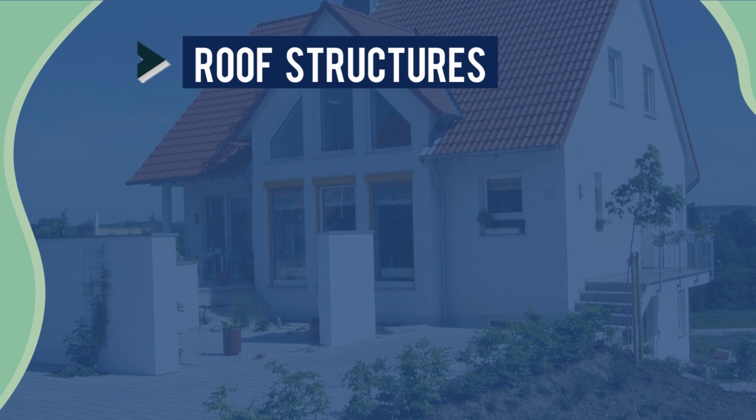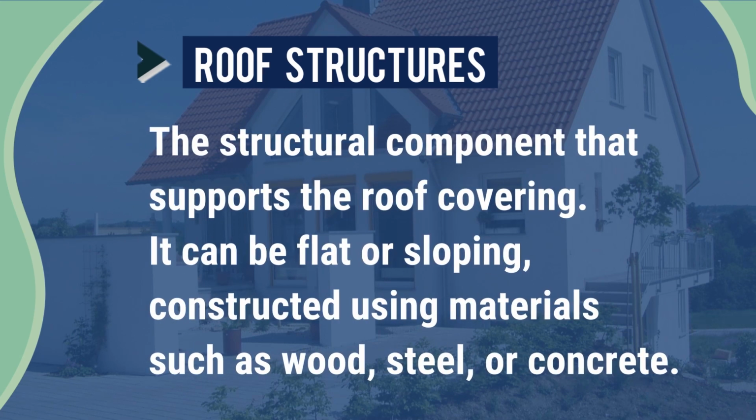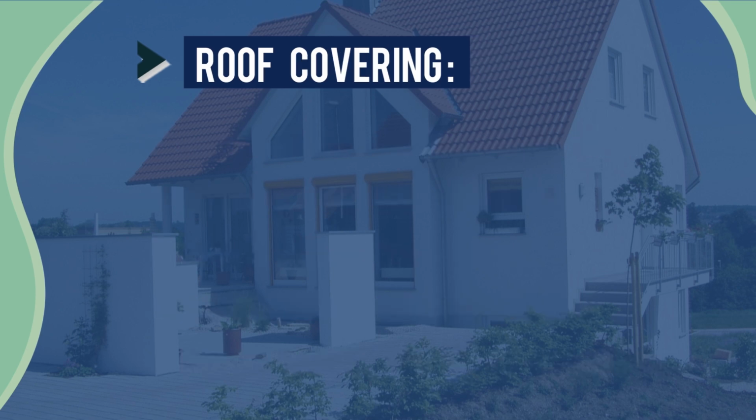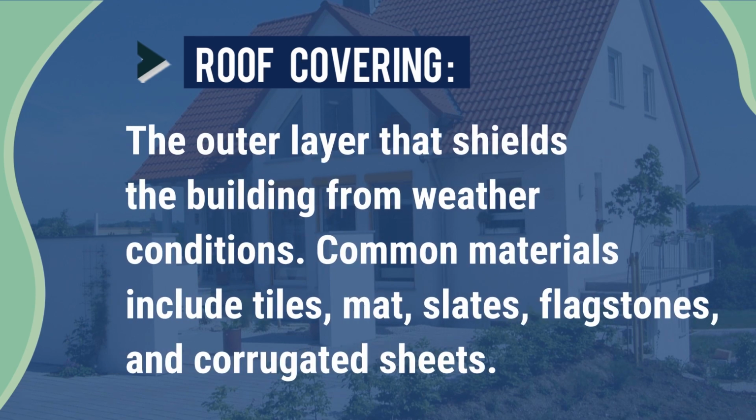First is roof decking, the structural component that supports the roof covering. It can be flat or sloping, constructed using materials such as wood, steel or concrete. Then the roof covering, the outermost layer that shields the building from weather conditions. Common materials include tiles, mats, slates, flagstones and corrugated sheets. Roof structures can vary in design.